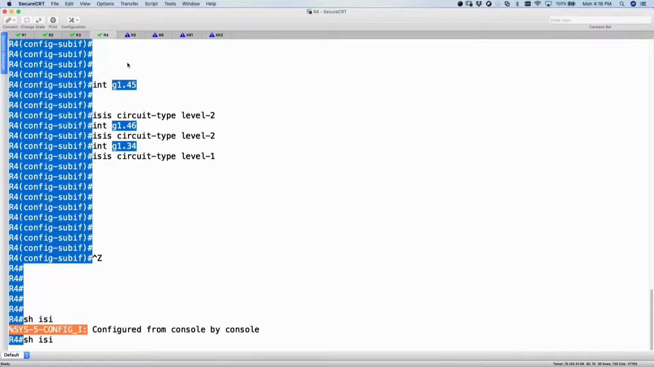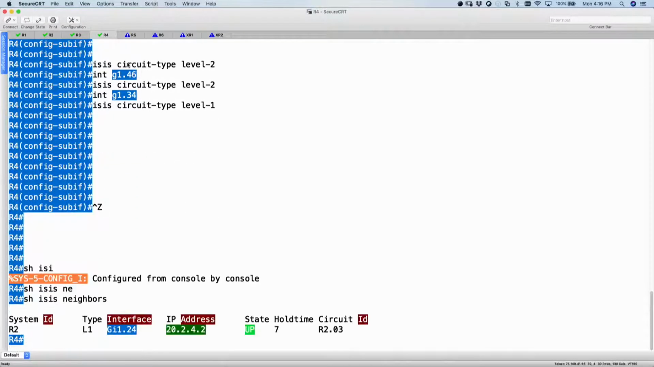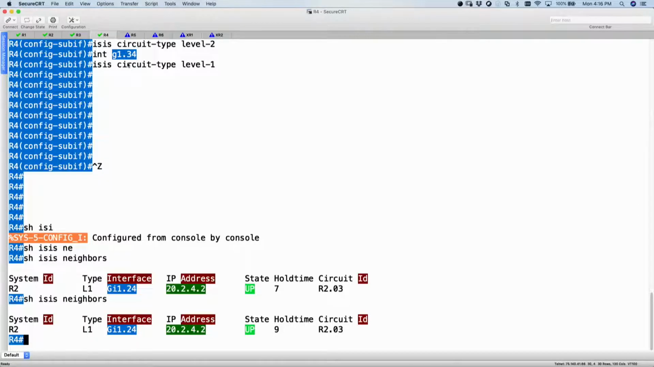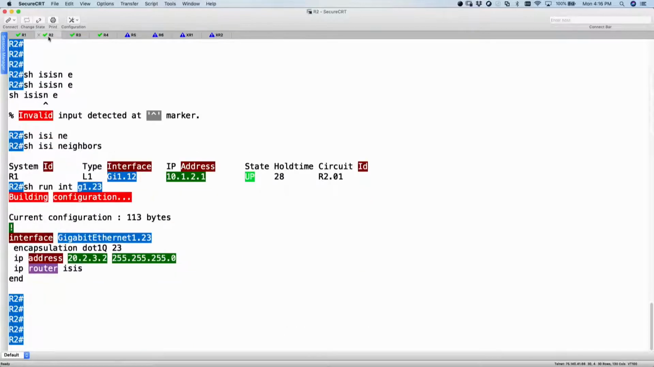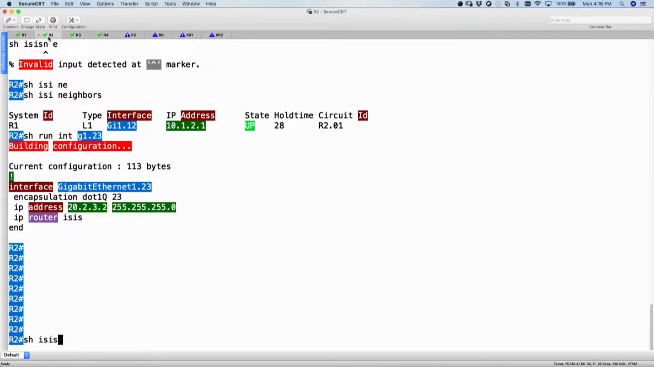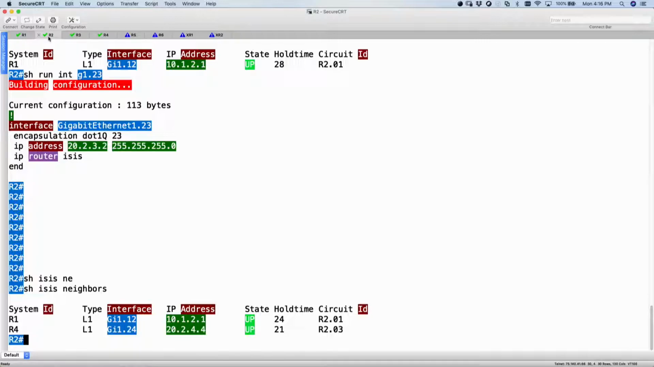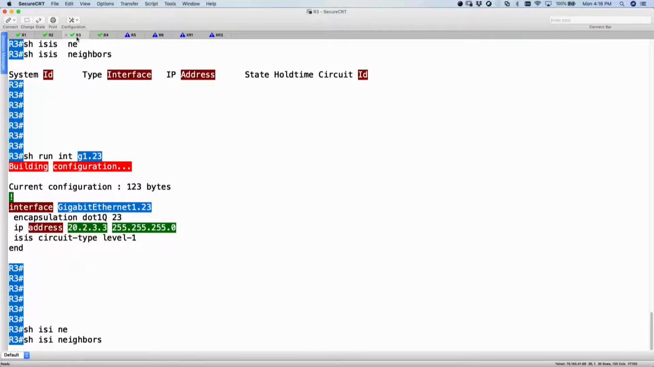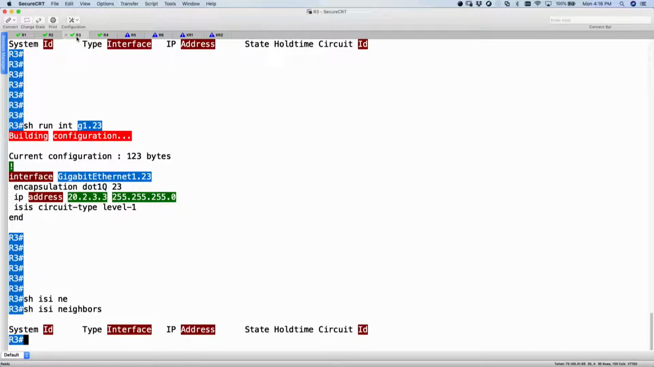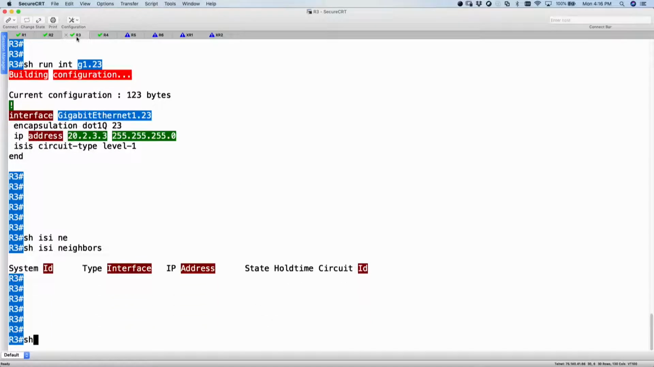Let's do a show ISIS neighbors. So I do have neighborship with R2 now. I still haven't formed neighbors with R3 yet. So R1, R2 are neighbors, 2 and 4 are neighbors, and 2 and 3 should also establish neighborship with each other. So I have R2 with R1, R4, R3. Show ISIS neighbors, hasn't really formed neighbors with anyone yet. Let's see why. Show run section router ISIS.